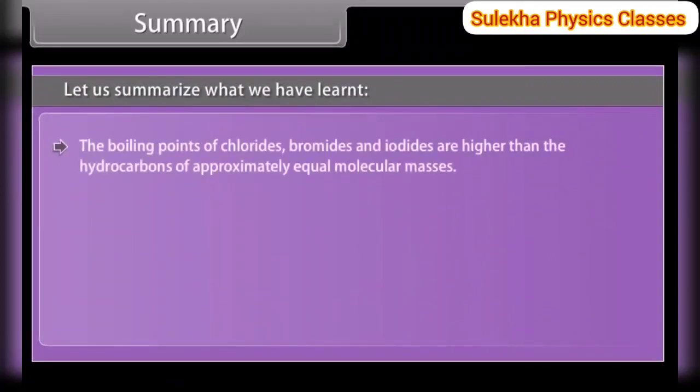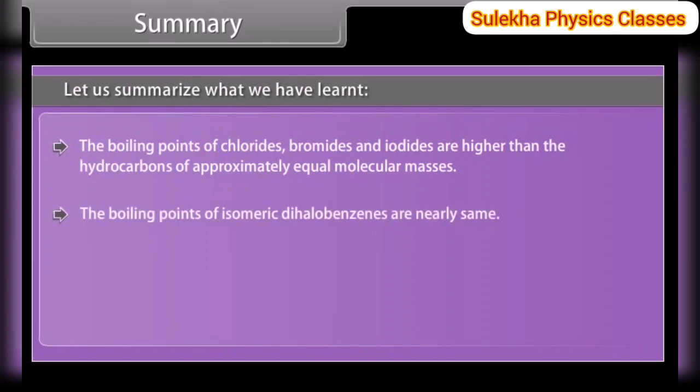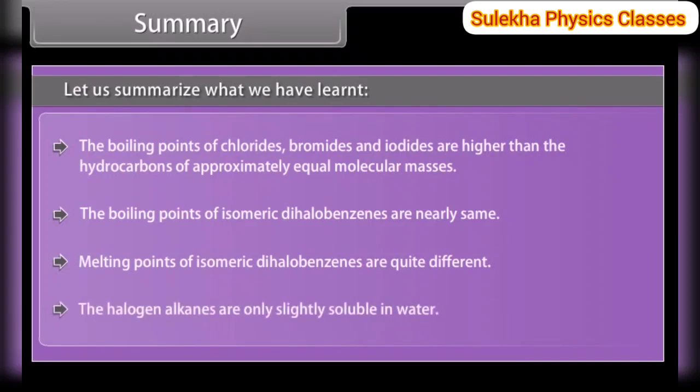The boiling points of chlorides, bromides, and iodides are higher than the hydrocarbons of approximately equal molecular masses. The boiling points of isomeric dihalobenzenes are nearly the same. The melting points of isomeric dihalobenzenes are quite different. The haloalkanes are only slightly soluble in water.